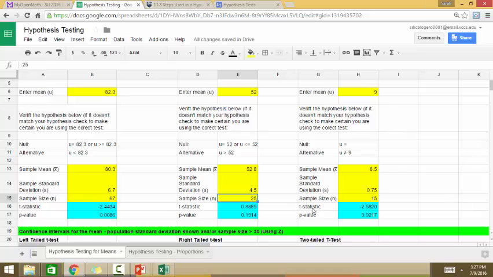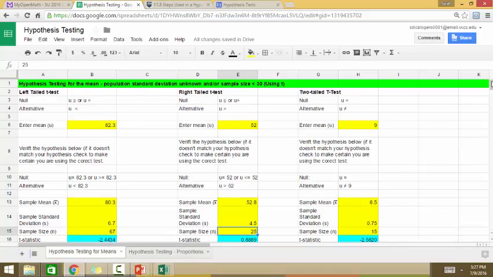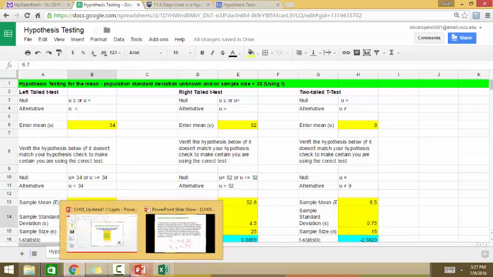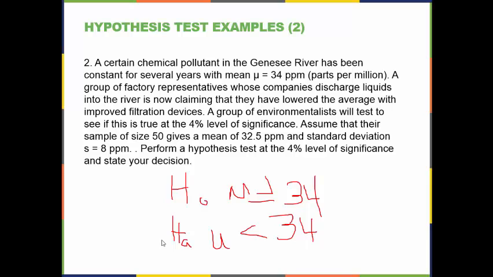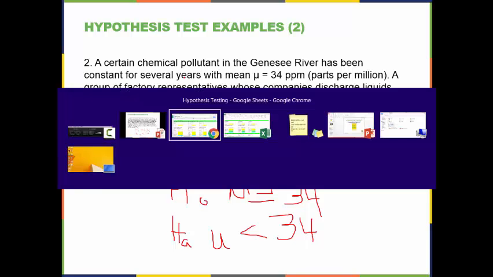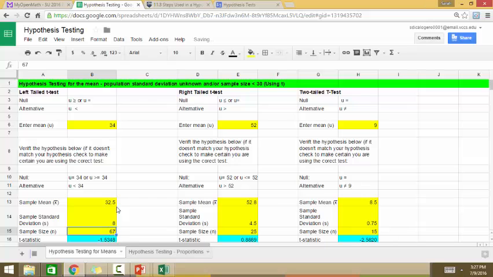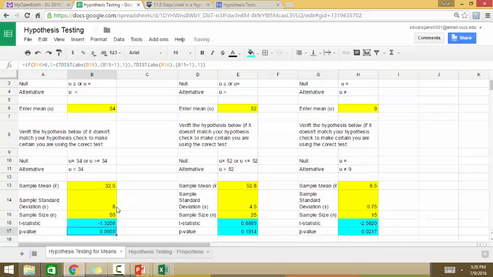Alright, so it's going to be less than. Which type of test? It looks like it's going to be a left tail test because it's less than. 34, I said, 32.5, our sample standard deviation was 8, and we're looking at a sample size of 50. Alright, so there's our t-statistic, and our p-value is 0.0955.